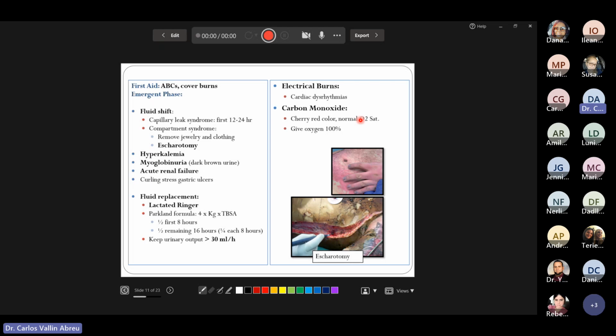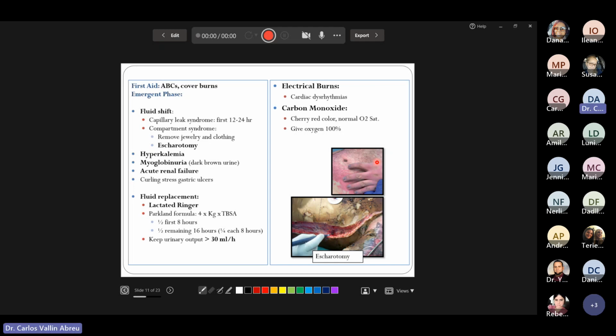A peculiarity of the carbon monoxide intoxication is that the skin has a weird, extreme red color, a cherry red color that is nothing more than the hemoglobin being very saturated with oxygen, because as you remember, the hemoglobin is not releasing, is not giving the tissues the oxygen that the tissues need. It is treated by eliminating the inhalation of carbon monoxide and giving oxygen 100%.